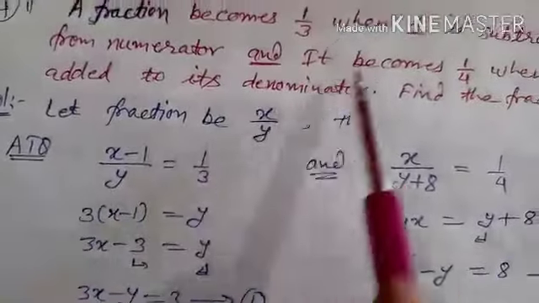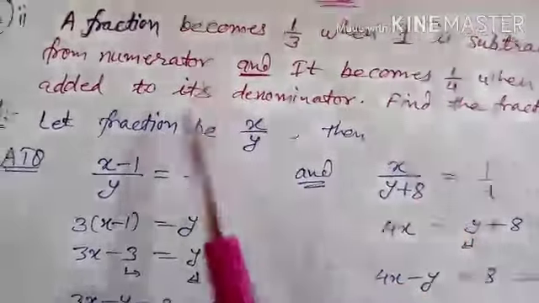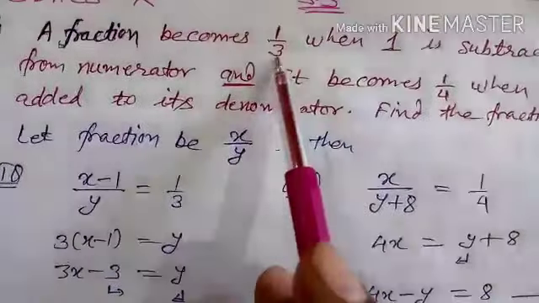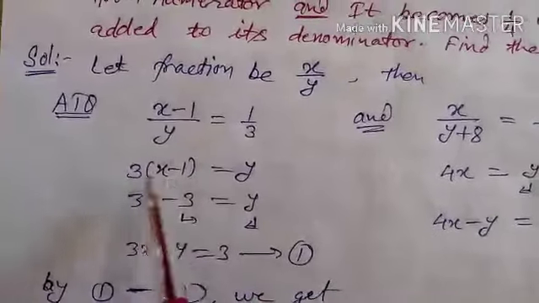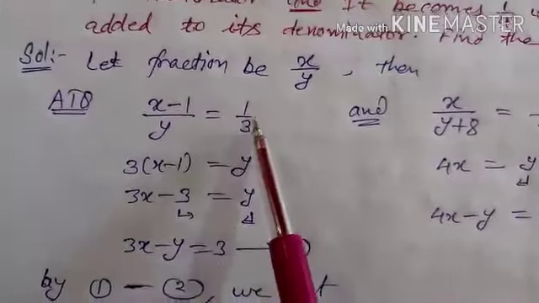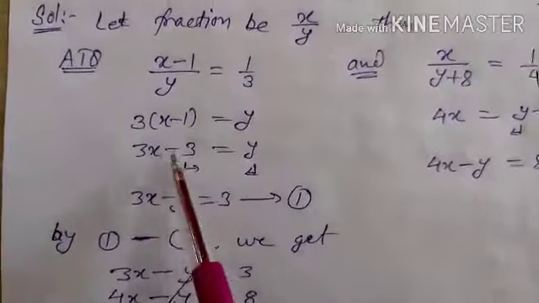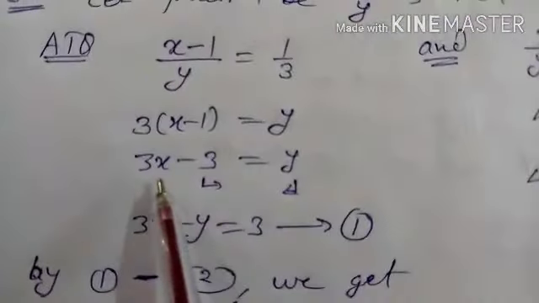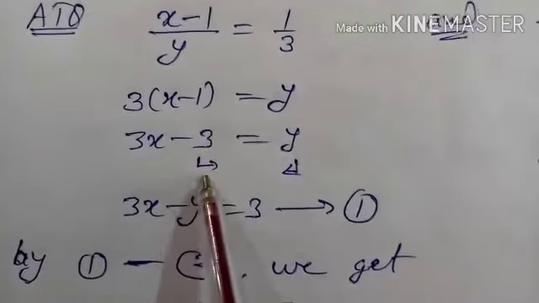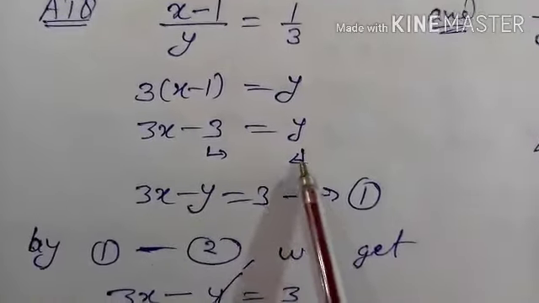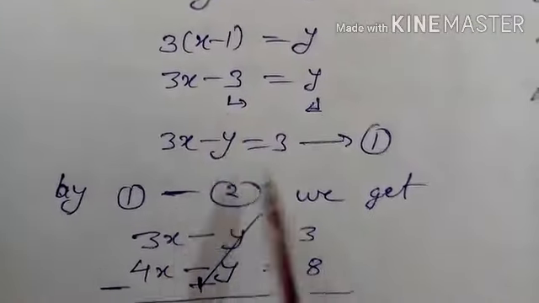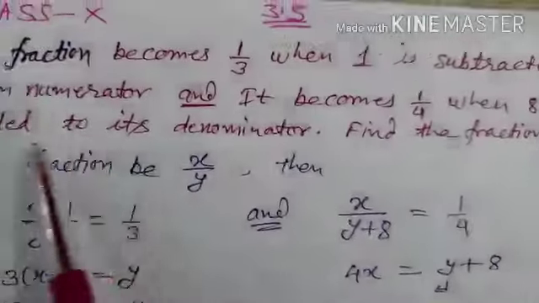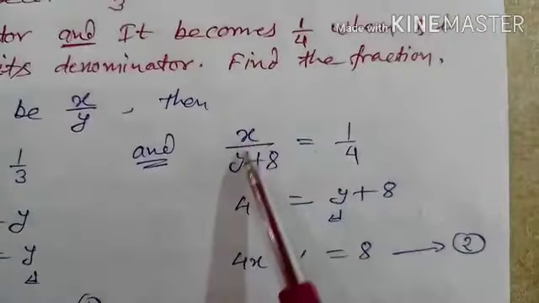Then the first condition: if we subtract 1 from the numerator, it means X minus 1, then it becomes 1 by 3. So by cross multiplication, 3 into X minus 1, and on the right side 1 into Y, that is only Y. Open this bracket, so it will be 3x minus 3. Minus 3 transfers to the right side and Y transfers to the left side. So 3x minus Y is equal to 3. Give equation number 1.